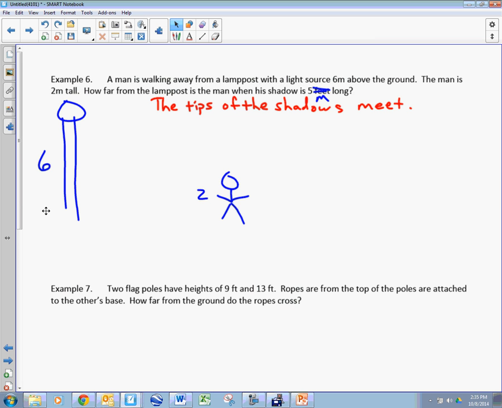The tips of the shadow, so his shadow and the light shadow are in the same spot. Okay, they meet at the same place. The ends of their shadows are right at the same spot. So if you look at the man's shadow, we'll say that that's his shadow. The shadow of the light pole brings you right there.